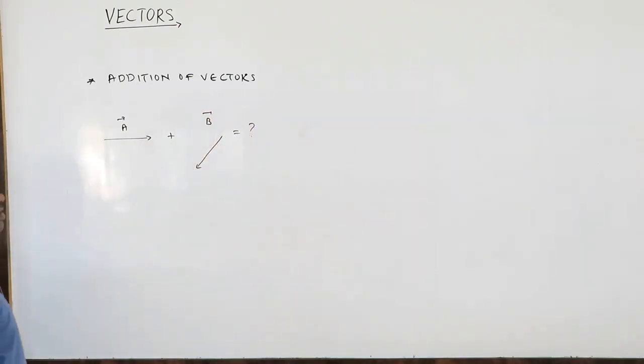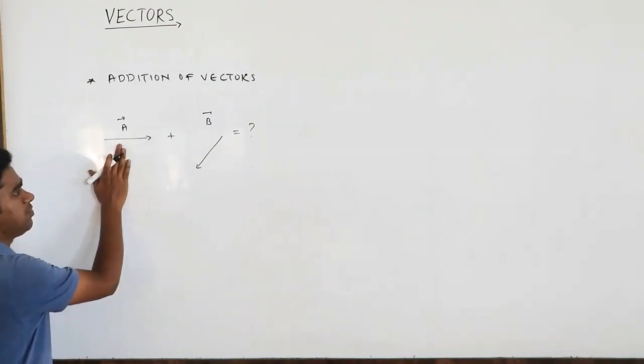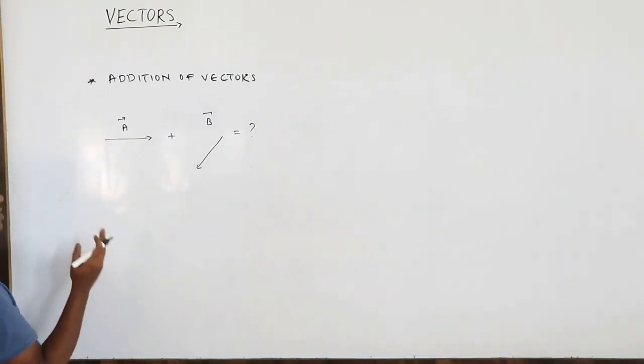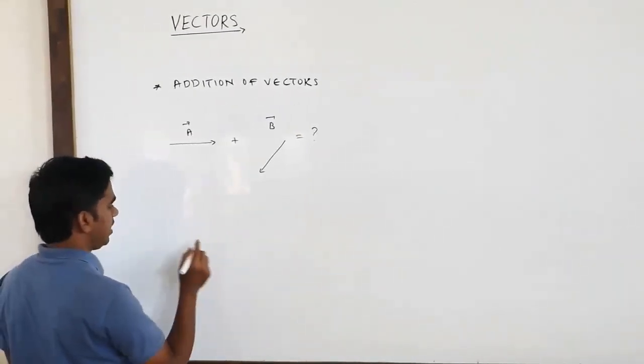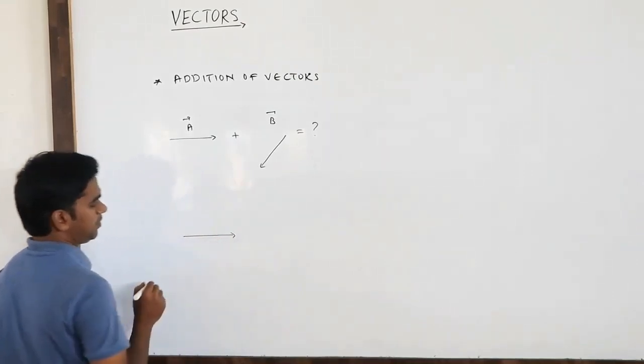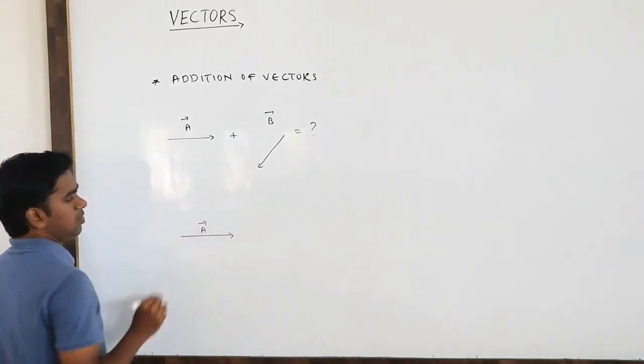The first step is to draw the first vector as it is given, with the proper length and direction, meaning magnitude and direction. Okay, so I will draw it here. This is vector A. Then what is the second step?